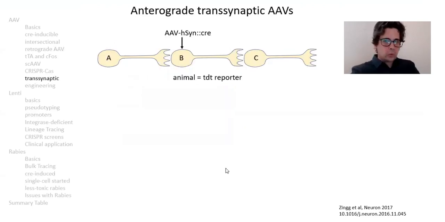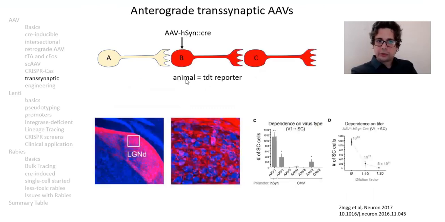So one study has recently claimed that AAVs can also be transsynaptic and anterograde. That means that if you infect a neuron, say neuron B, with an AAV expressing Cre in an animal that's a tdTomato reporter, you're not just going to get tdTomato expression in B, but also in C, which is downstream of that. Several caveats to this.